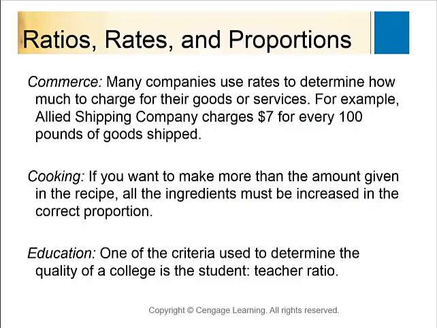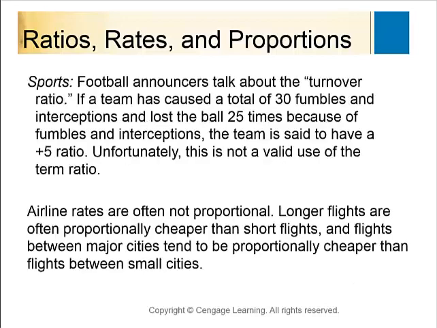Many companies use rates to determine, say, $7 for every 100 pounds shipped. That is reasonable. We use rates. Cooking, if you want to double your recipe, you've got to double everything, or vice versa. And then we talk about ratio of people. It's another way we use ratios in real life.